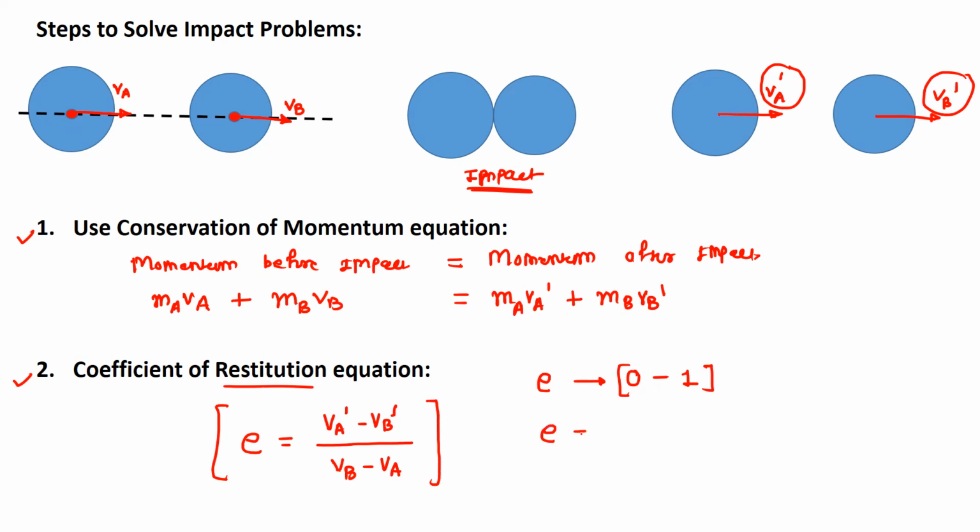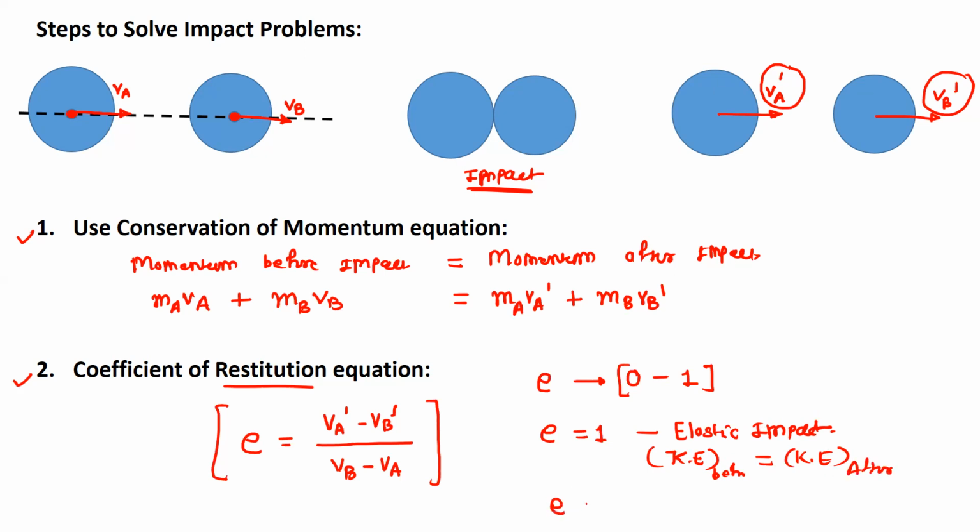When E is equal to 1, this is called an elastic impact. The meaning of elastic impact is that the kinetic energy loss is 0. So the total kinetic energy before impact is equal to the kinetic energy of the system after impact.